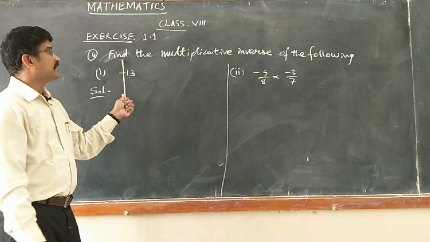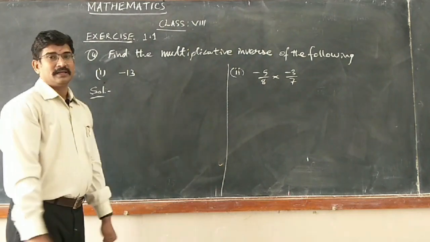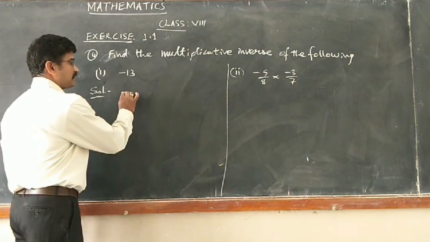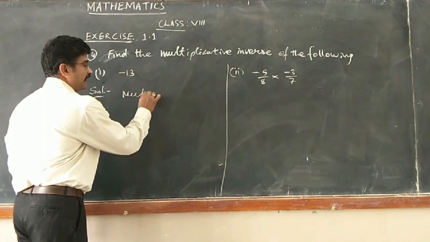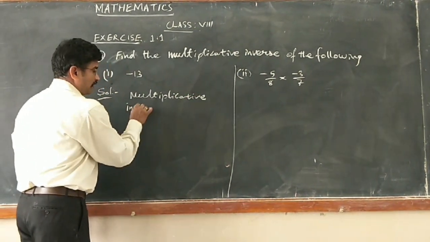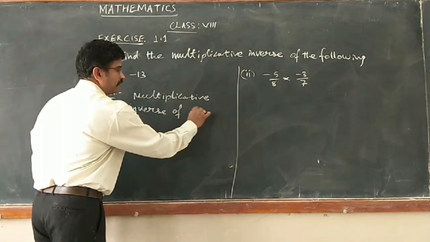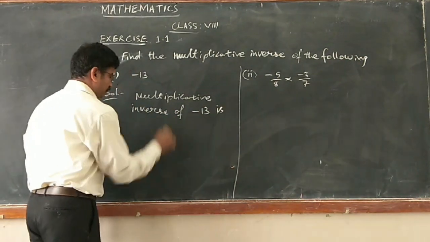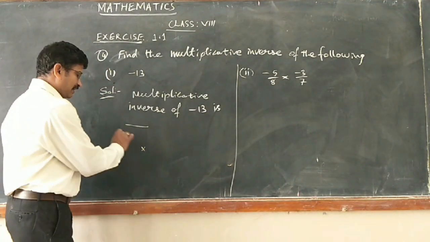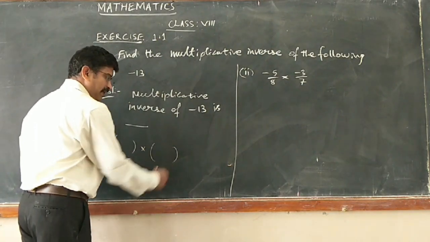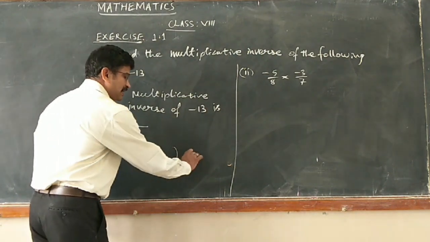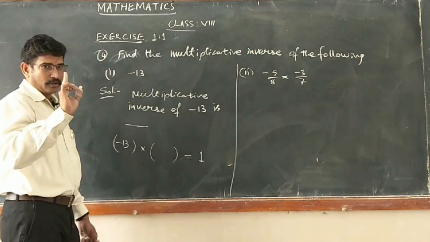Here the fourth question is, find the multiplicative inverse of the following. Whether the given rational number is positive or negative is immaterial for us. First, try to know, if you are finding the multiplicative inverse of any number, what you must check. You must check by whom that number is multiplied, for example, minus 13 multiplied by whom gives the product as 1. That you have to observe.